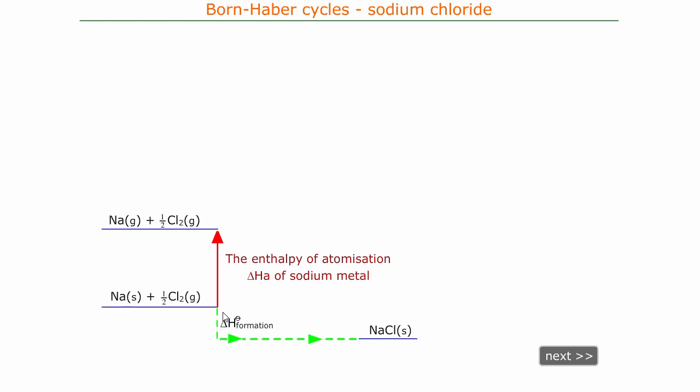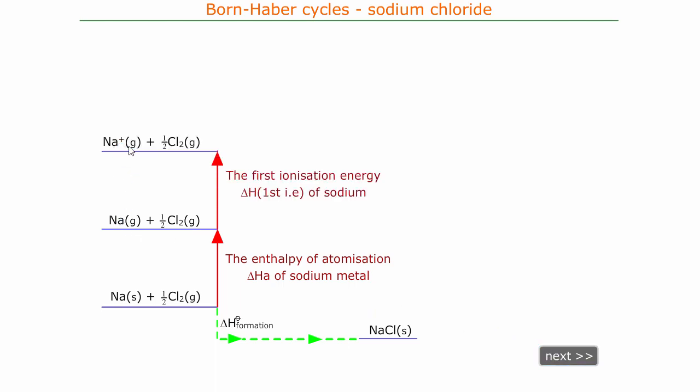So the first energy change is the enthalpy of atomization of sodium metal. This takes sodium from solid up to a gas. Then we have to transform sodium into sodium gaseous ions. Now this stage is the first ionization energy. The definition of the first ionization energy is the energy required to change 1 mole of gaseous sodium atoms into 1 mole of gaseous sodium ions. And so this is a value that's very well known, the first ionization energy of sodium.